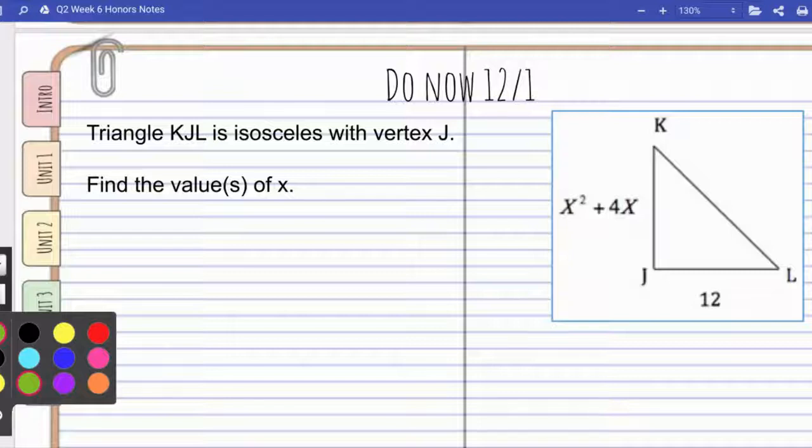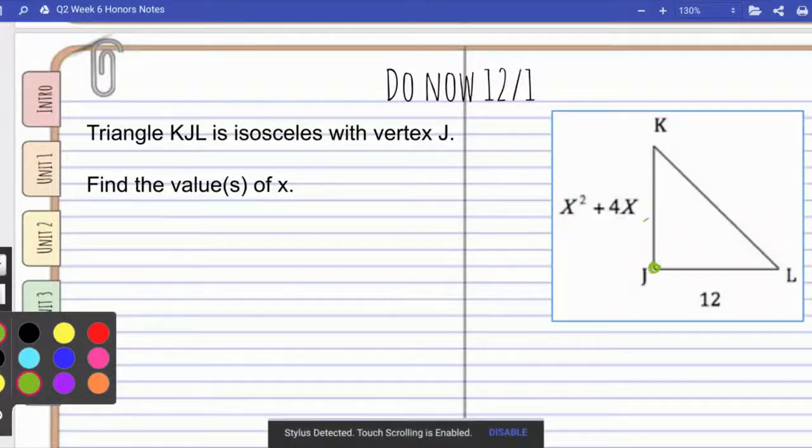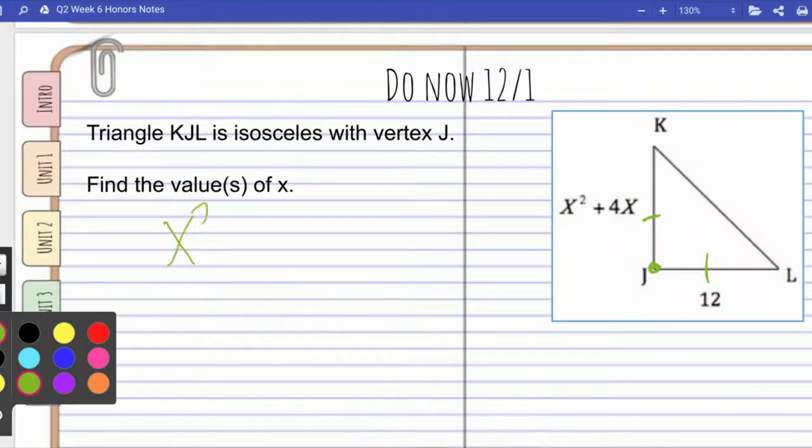With vertex J, what that means is JK and JL have to be congruent to each other. So x squared plus 4x has to equal 12. Since this is an x squared, it's a quadratic, which means it has to be factored. So we need to move the 12 to the other side.